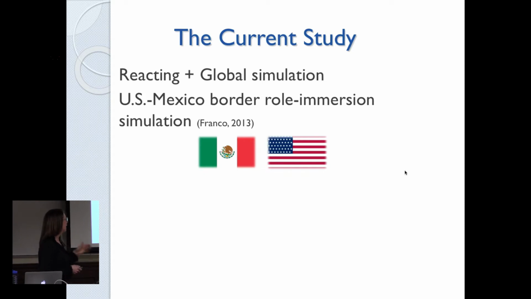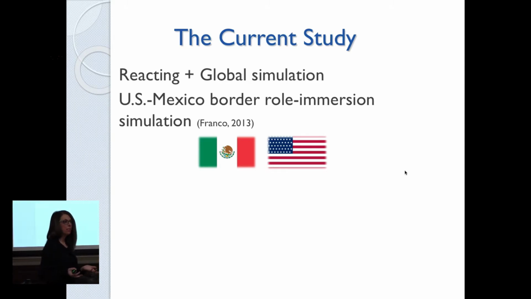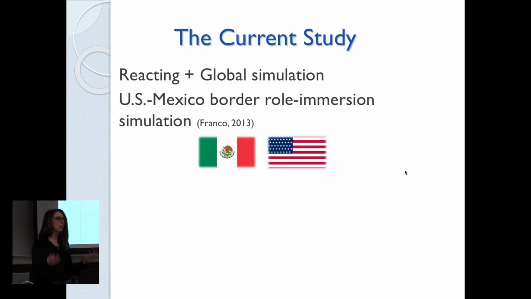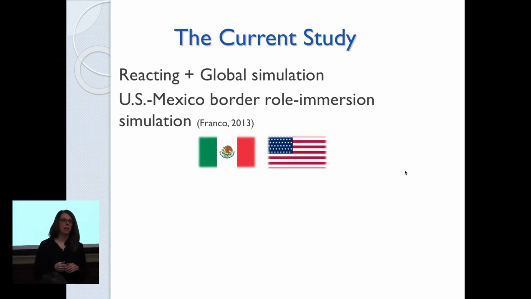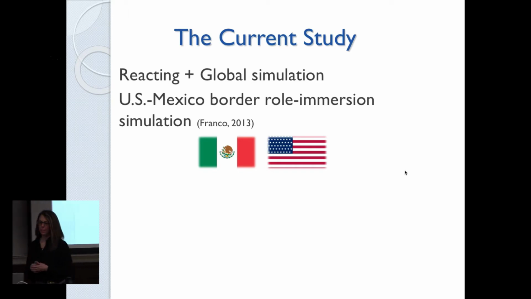So the content that I selected was a US-Mexico border role immersion simulation. And this was a simulation that was developed by Bridget Franco, a colleague of mine, for a US Latino Studies course. And the reason that I chose this particular, and she's a content expert, I mean, her studies are US Latino relations and Latin American literature. And so she developed this simulation. She's familiar with Reacting as well.